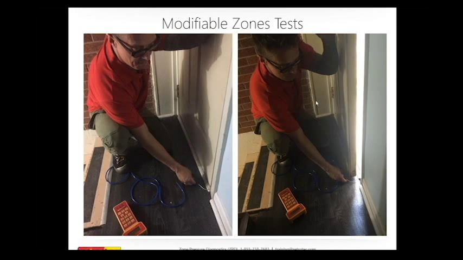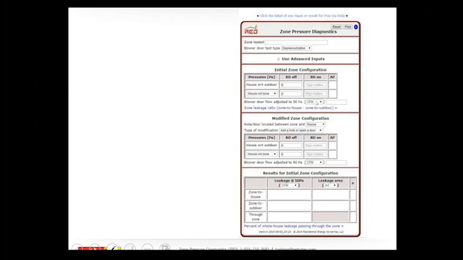Now, I mentioned earlier that I wanted to talk about the tool that I like the best, and this is the tool that I like the best. This is a free tool. I sent you a link to it earlier. This is Residential Energy Dynamics. It was created by Rick Harg, a great guy and a very smart guy.